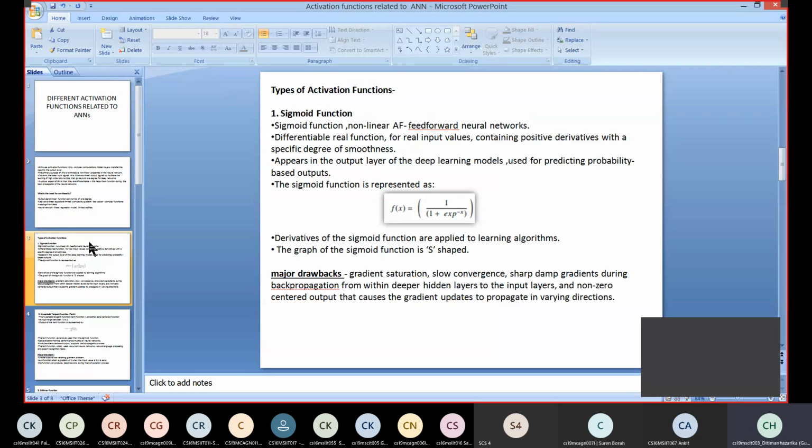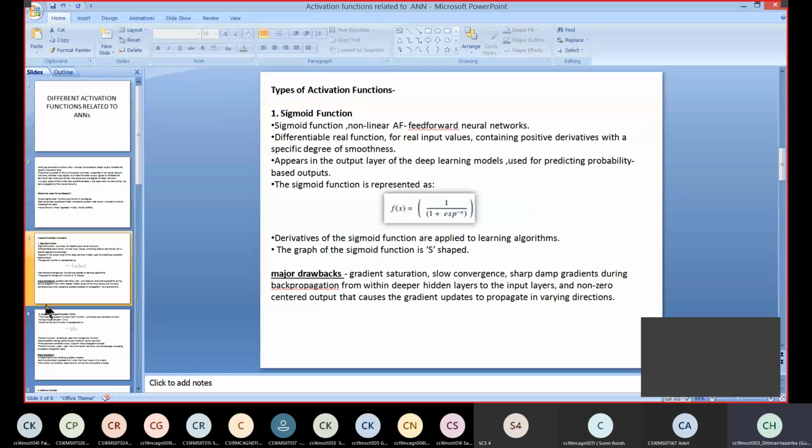The sigmoid function is represented as you can see in the image below. It is defined as f(x) = 1 divided by 1 plus exponential of minus x. The derivatives of the sigmoid function are applied to learning algorithms, and the graph of the sigmoid function is an S-shaped graph. But the major drawbacks of this type of function are that it suffers from gradient saturation, slow convergence, sharp damp gradients during backpropagation from within deeper hidden layers to the input layers, and non-zero centered output that causes the gradient updates to propagate in varying directions.